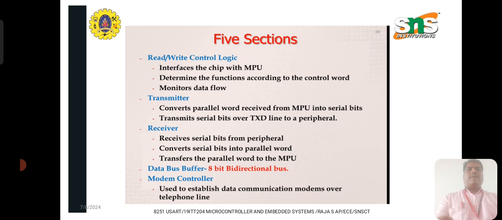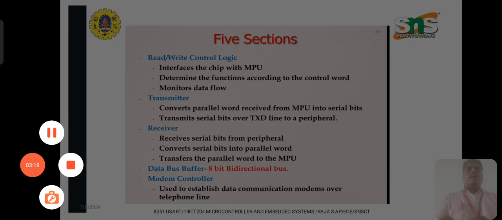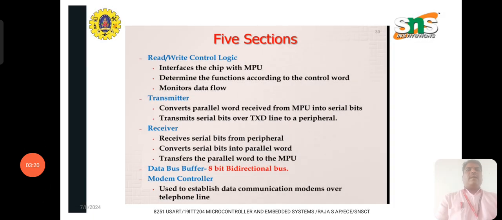Next, the data bus buffer. This data buffer handles bidirectional communication. In general, this 8251 consists of 8 input-output lines, that is D7 to D0, bidirectional data buffers it will use. Then the modem control, it is used to establish the data communication modems over a telephone line.